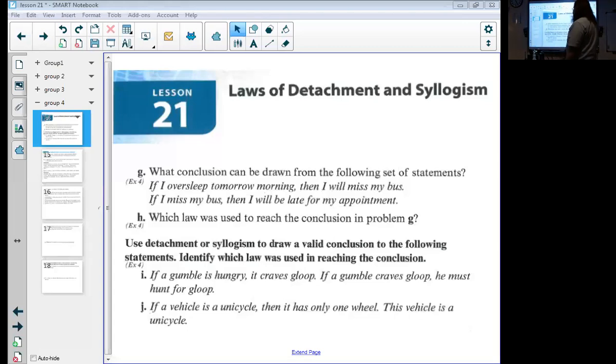Today we are talking about lesson 21, the law of detachment and syllogism. So this is part 4, and here are the questions that we are going to be going over. I would suggest you put them in your notes. I will give you a little bit of time. You can pause the video here and put them in your notes.